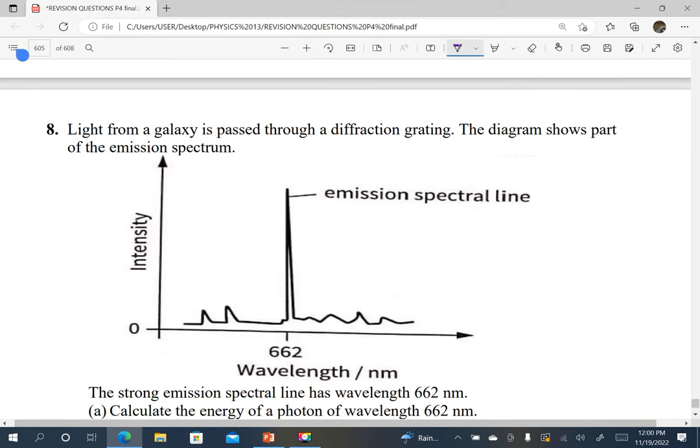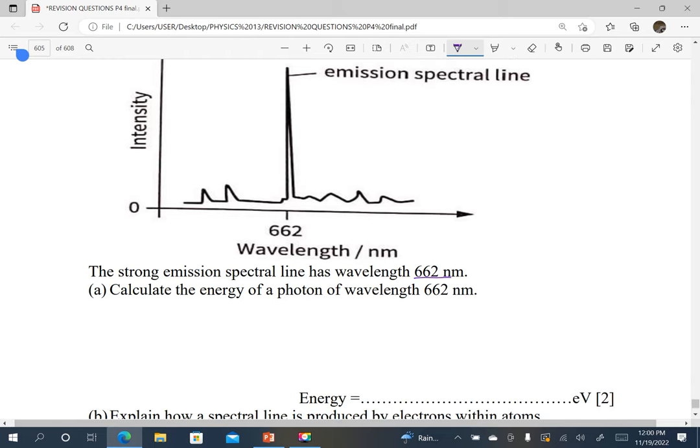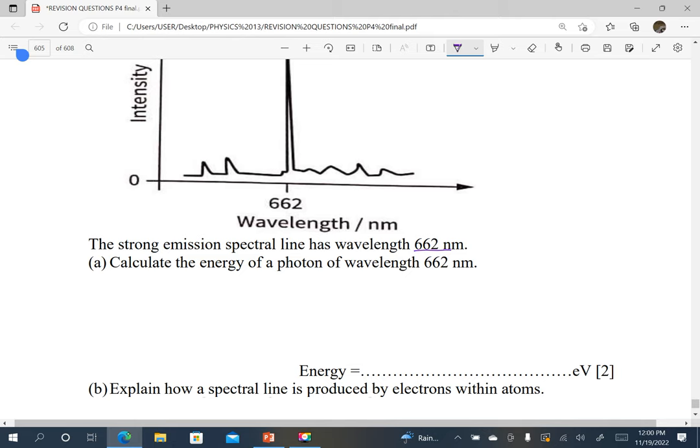Light from a galaxy is passed through a diffraction grating. The diagram shows part of the emission spectrum. The strong emission spectral line has wavelength 662 nanometers. Calculate the energy of a photon of that wavelength. So energy of a photon, we now know energy is equal to hf, which is hc over wavelength. This is quantum physics. So that is 6.63 times 10 power negative 34 times 3 times 10 power 8, that is the speed of light, divided by the wavelength, 662 nanometers, so that is 662 times 10 power negative 9 in meters.